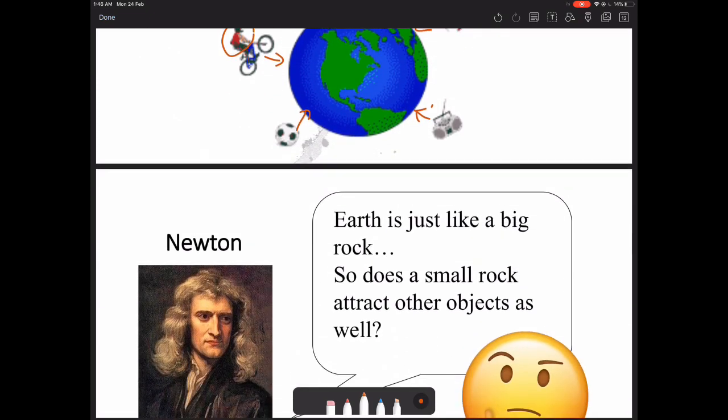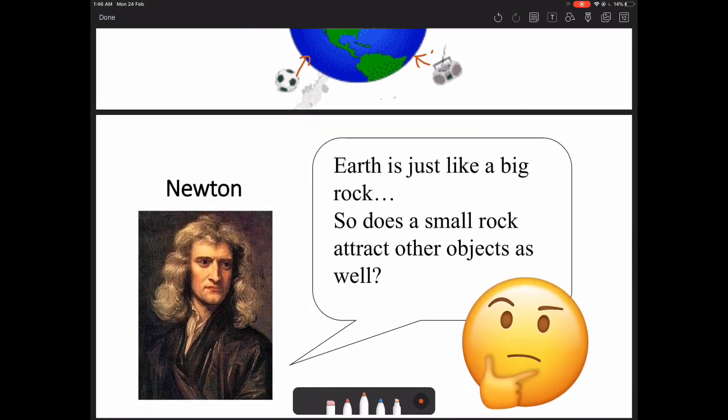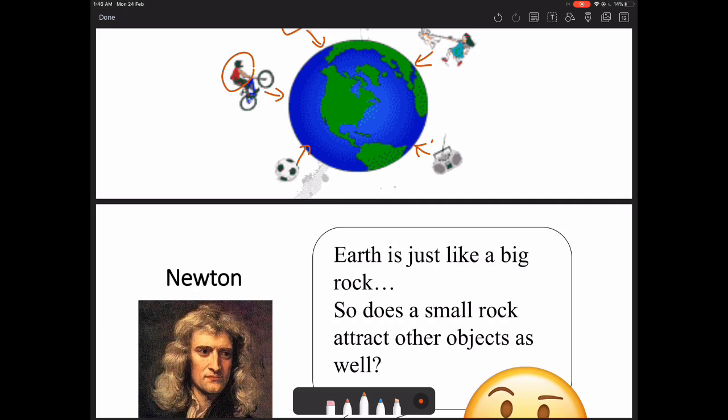However, Newton thinks further than us. Newton thinks Earth is just like a big rock, right? It is a big rock. So, if a big rock has such attraction, then does a small rock attract other objects as well?